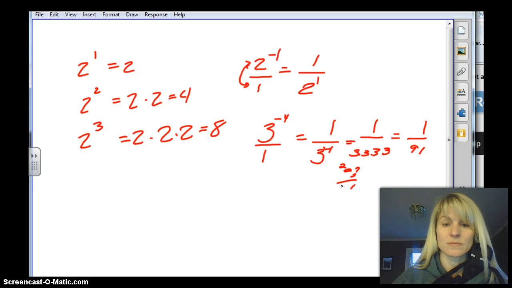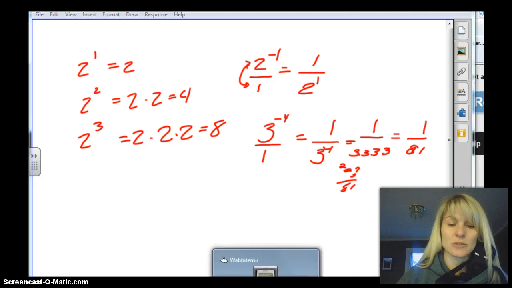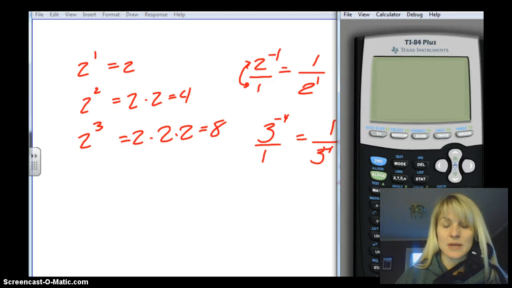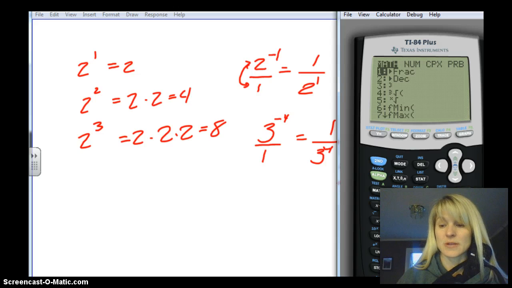Oh, 81, sorry, 81. Okay, so a little side note, you can also use your calculator, but you do have to know how to do this. So if on my calculator, I put in 2, and then I want to raise it to the negative 1 power, that's how I put 2 to the negative 1, and hit enter, I get 0.5, or if I want it as a fraction, I can hit math, and fraction's already highlighted, and we hit enter.